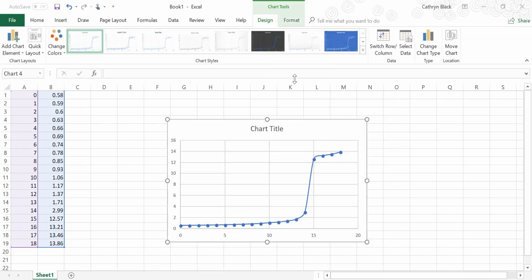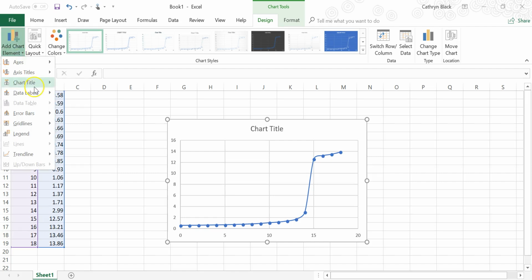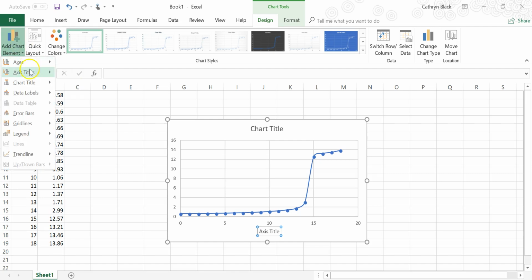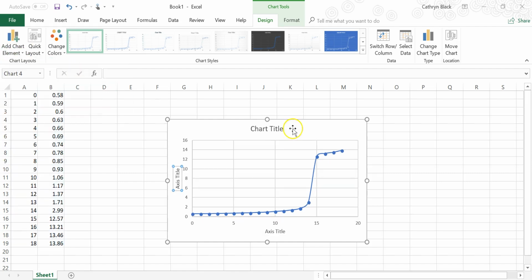Once you insert your graph, you can see that it's missing axis titles, so we want to add those back in. The way we can do that is by going to the top left and clicking on Add Chart Element. You can then add axis titles for both the X and the Y axis. Be sure to give your graph a title. And we also want to change the name of those axis titles you just added.